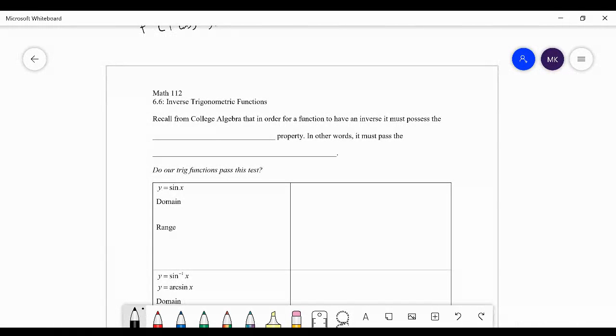Every function has an inverse. The problem is those inverses are not always functions. In order for a function to have an inverse function, it must possess the one-to-one property. Sometimes we'll just say 1-to-1, and that is what we're going to be using as our guide.